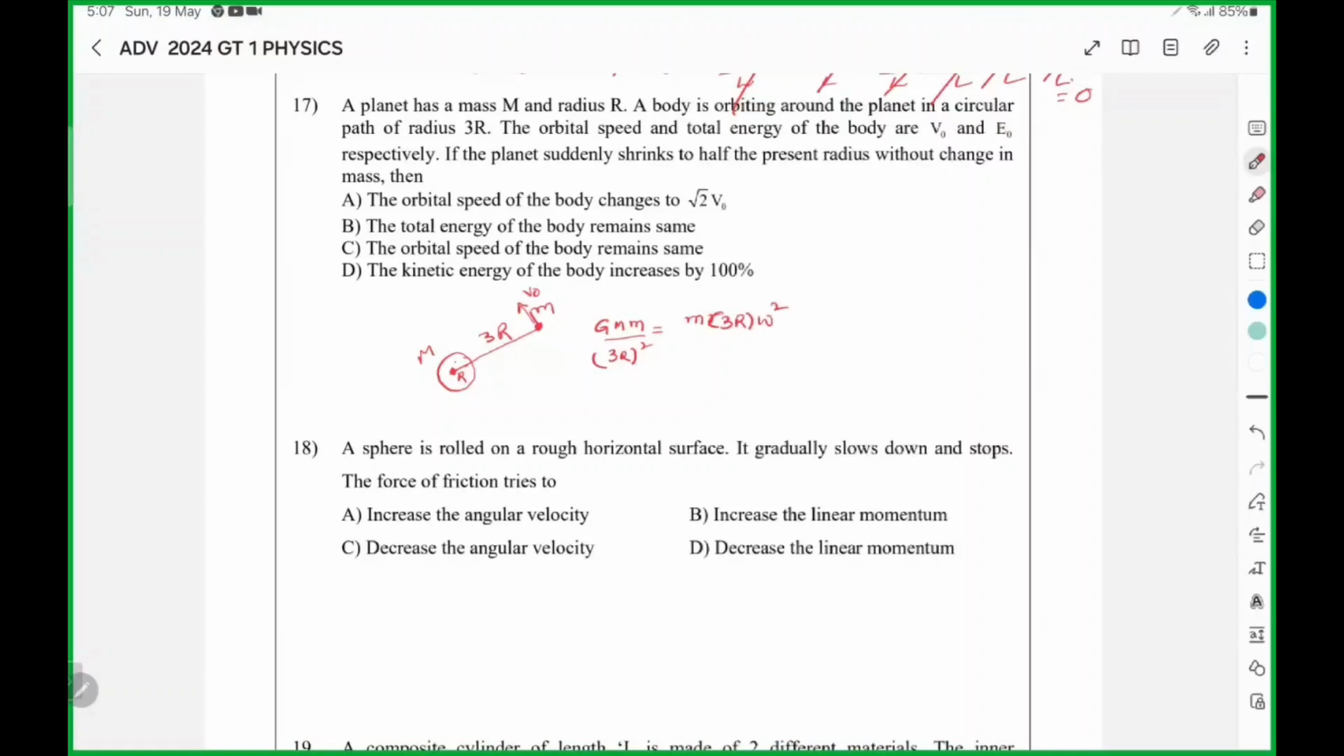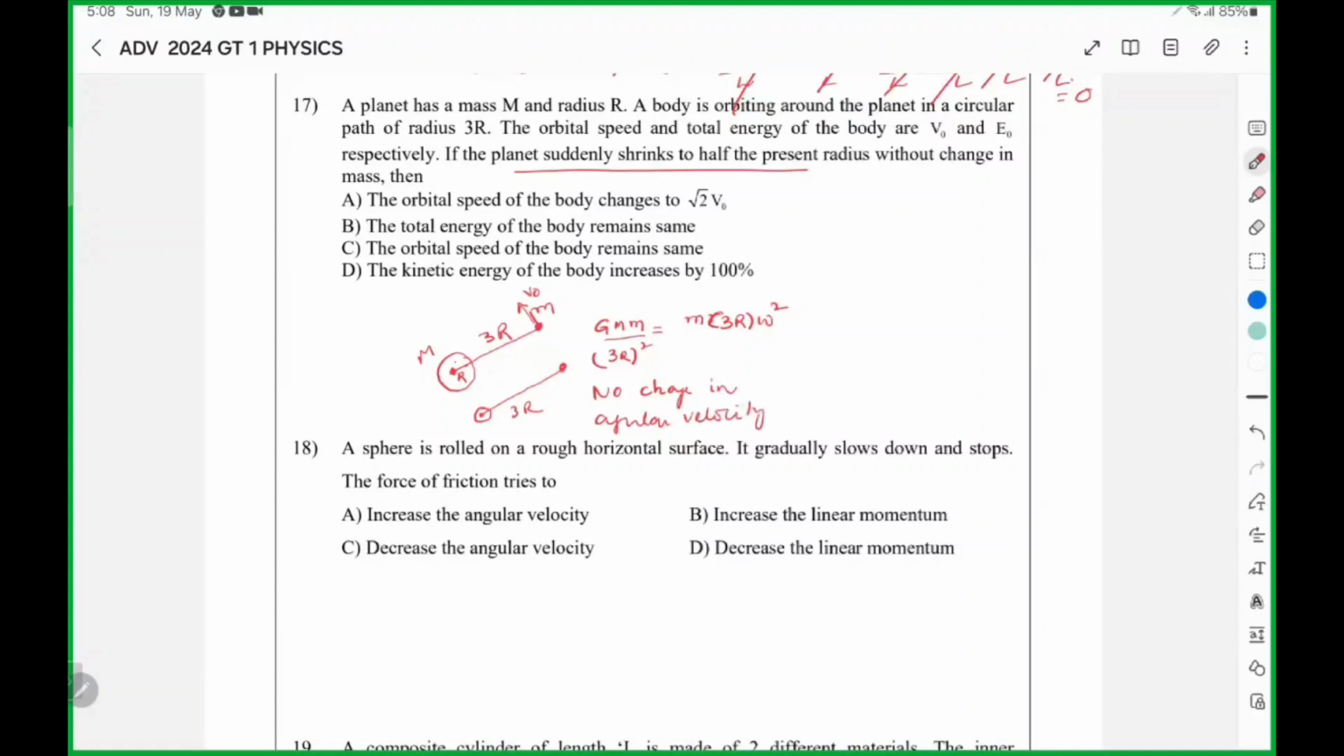So now, if the planet suddenly shrinks to half of the present radius, but the center of mass will not change, the effective distance will be the same, 3r. So then there is no change in angular velocity.